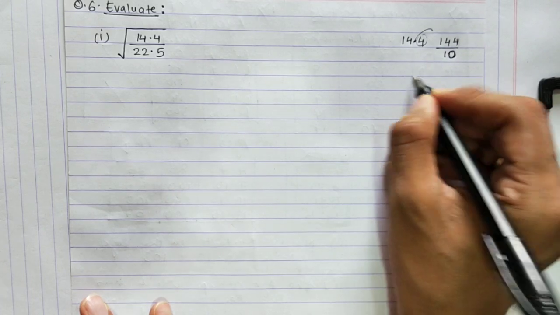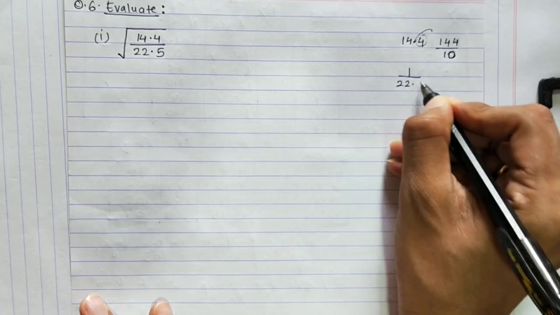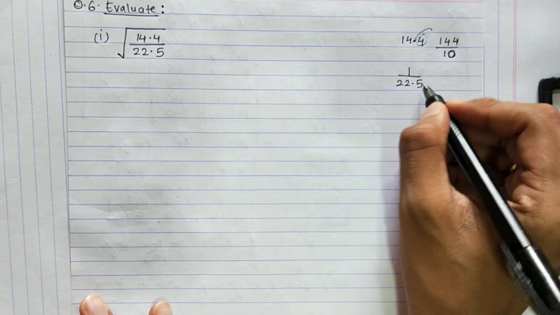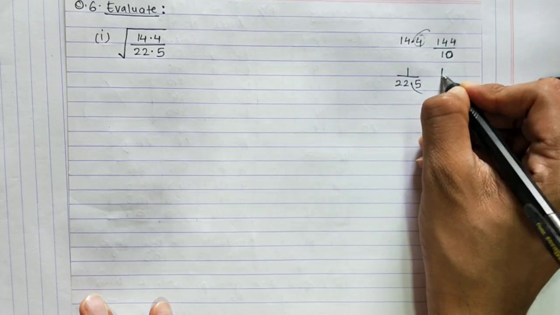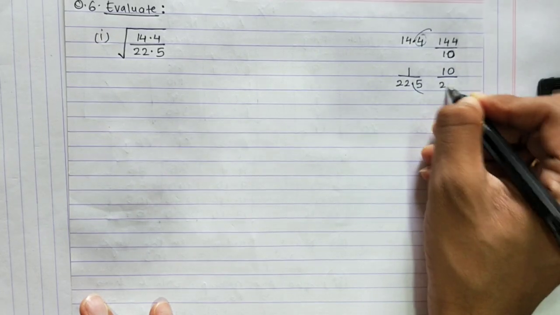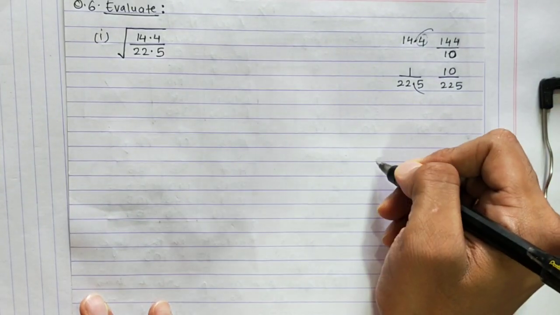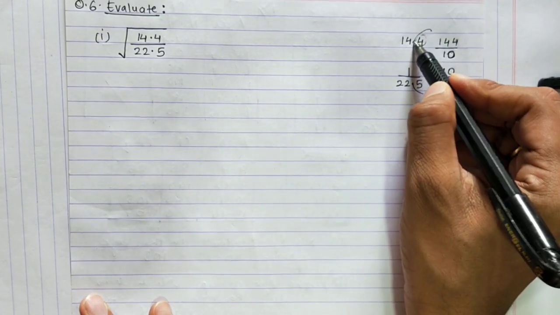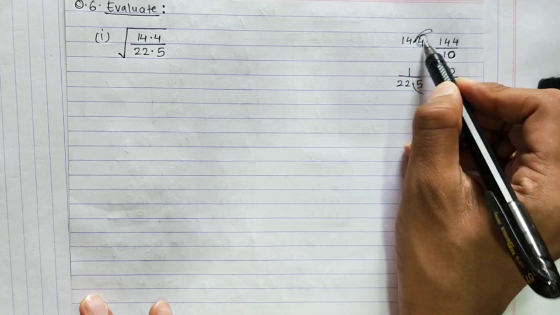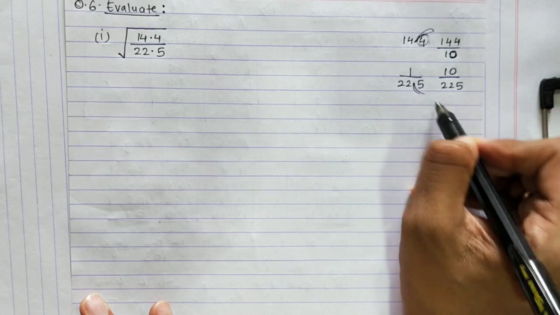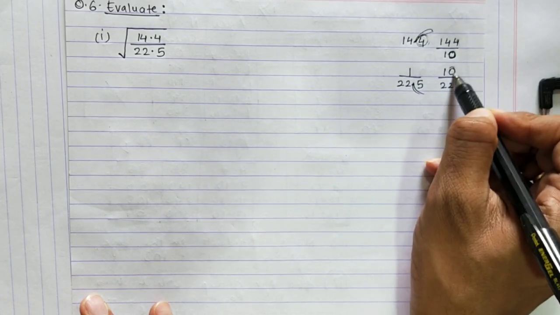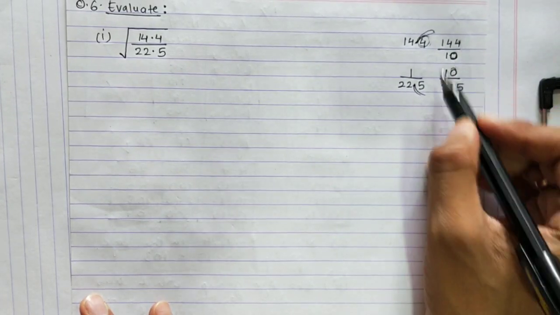If you have 1 upon 22.5 and you remove the point from the denominator, you will add 10 in the numerator. This is the rule. After the point there is one number, so you add a 10 in the denominator if removing the point from the numerator, and you add a 10 in the numerator if removing the point from the denominator. This is how it works.